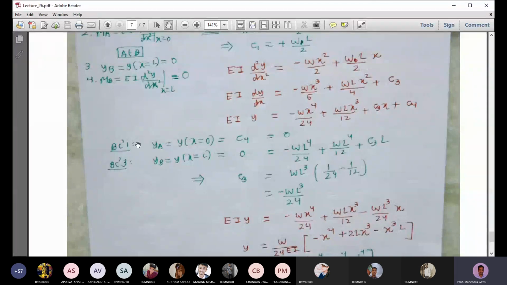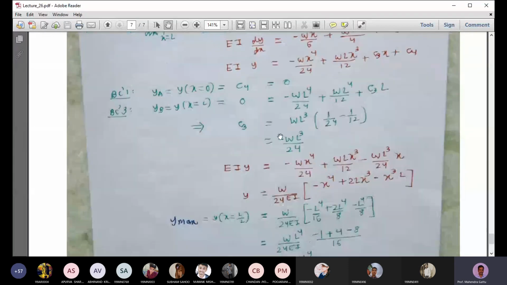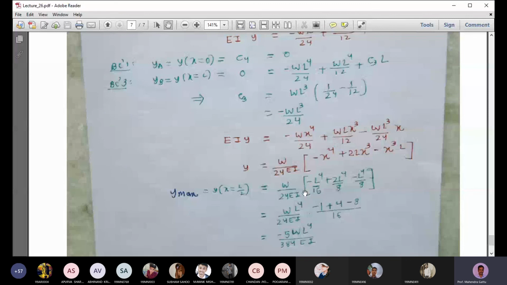We know YA is 0, YB is 0. YA means y at x is equal to 0, for which the first three terms will go to 0. We will get C4, so C4 is 0. And YB at x is equal to L, we substitute x is equal to L here. So minus WL power 4 by 24, plus WL power 4 by 12 plus C3 L. So C3 is again minus WL cube by 24. So this part we have done. So we get the expression for y, and then we can find the maximum value, 5 WL power 4 by 384 EI here.